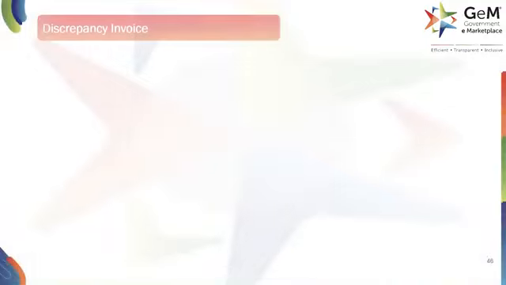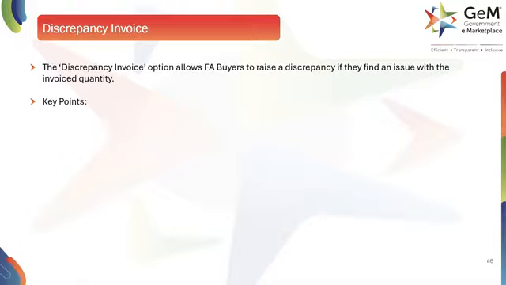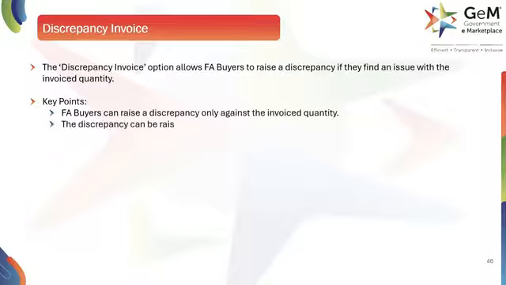What if there's an issue with the delivered goods? The GeM portal has a feature for that as well. The discrepancy invoice option allows the FA buyer to raise a discrepancy if they find an issue with the invoiced quantity. Here are some key points about this feature. FA buyers can raise a discrepancy only against the invoiced quantity. The discrepancy can be raised only on the latest invoice. Only one discrepancy can be raised per invoice.